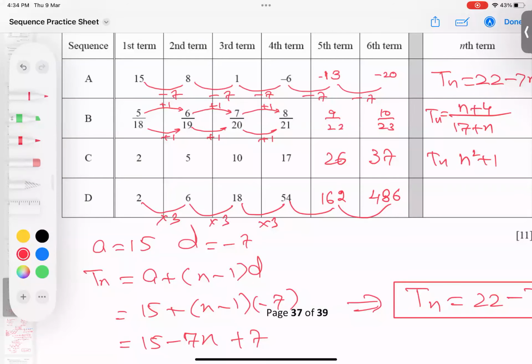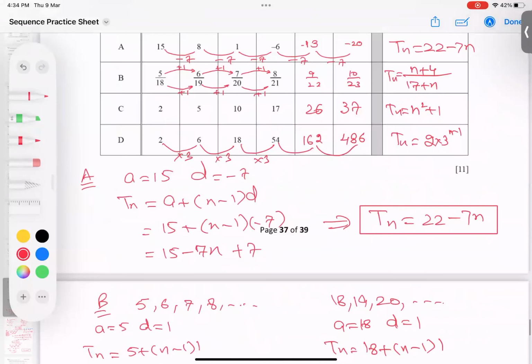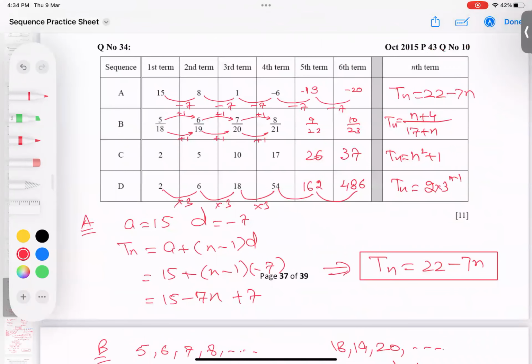So Alhamdulillah. And I believe all points are very, very clear. And the question is also completely done.